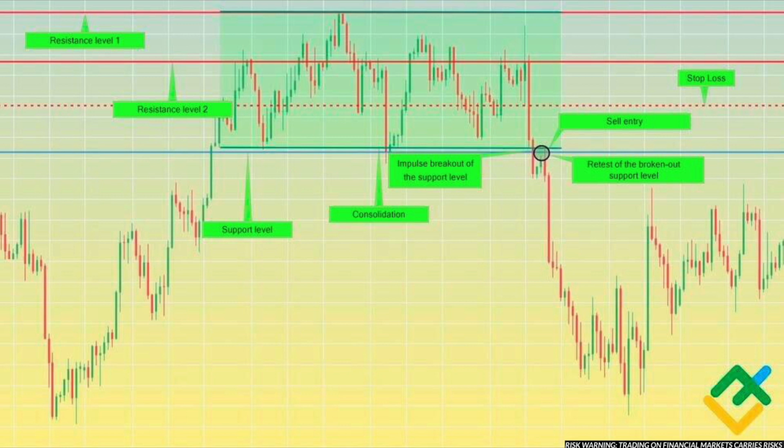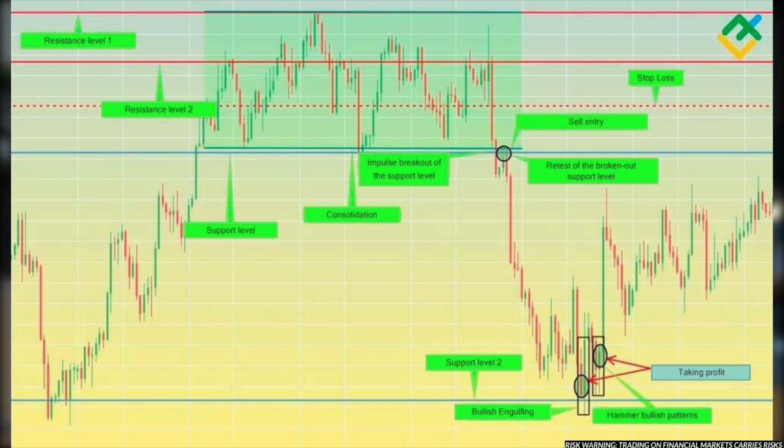So let's go next to the take profit. It is necessary to take profit as soon as the price reaches the support level, in this case. This chart shows that the price hit the support after the impulsive downward movement. So bullish engulfing and hammer reversal patterns began to form at this level.